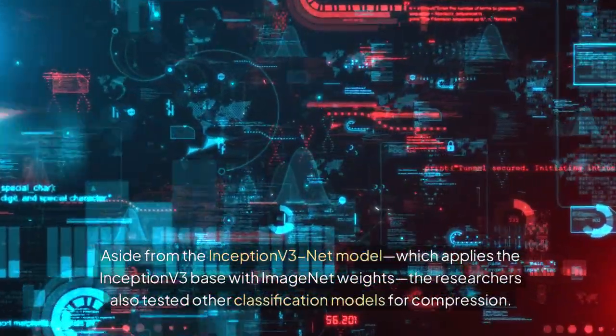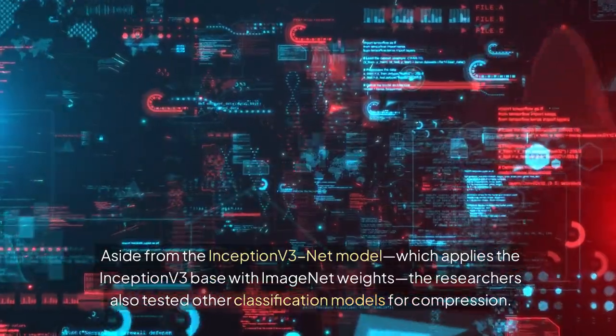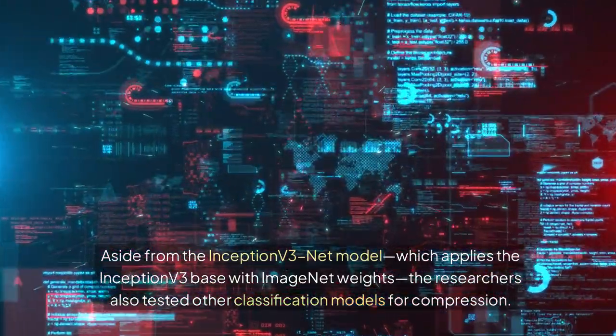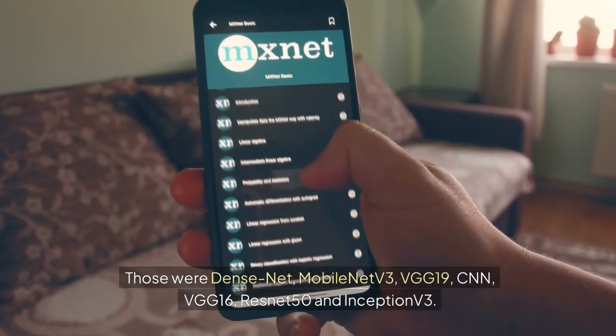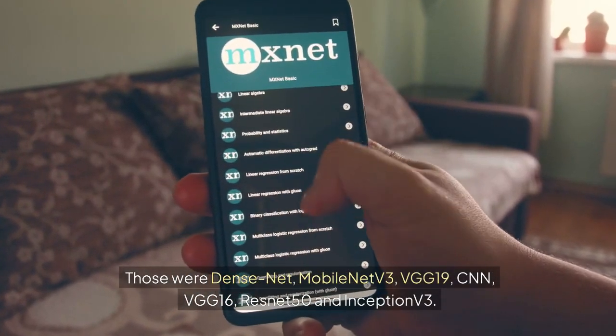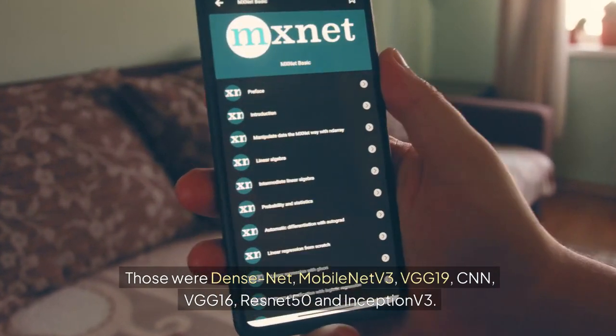Aside from the Inception 3 net model, which applies the Inception 3 base with ImageNet weights, the researchers also tested other classification models for comparison. Those were DenseNet, MobileNet 3, VGG19, CNN, VGG16, ResNet 50 and Inception 3.